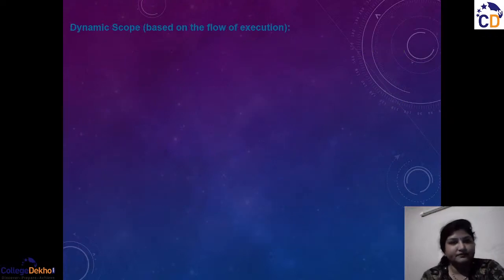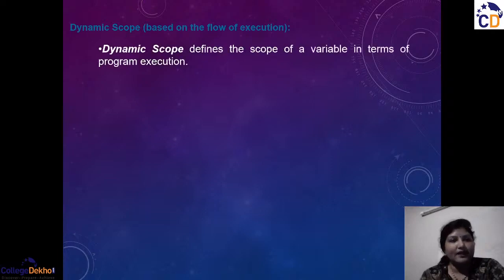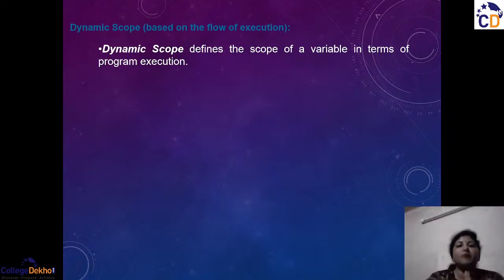Now let us talk about dynamic scope, or runtime execution. Dynamic scope defines the scope of a variable in terms of program execution. So it is not defined at the time of compile.